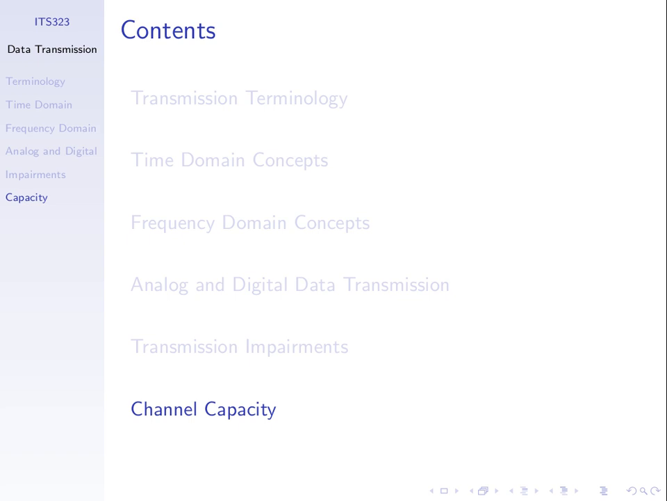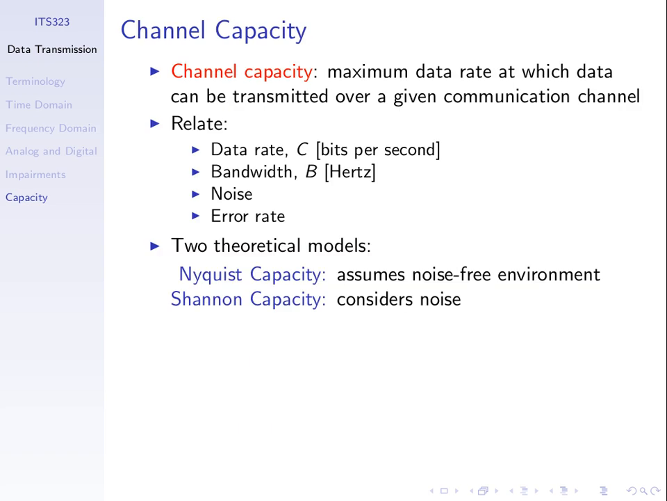We talk about channel capacity. By channel, we mean just the transmission medium, the channel, the link, where we send our data, send our signal. And the capacity is the maximum that we can send through that channel. And we care about data rate. So we're talking really about what's the maximum data rate we can send across a link. Or in other words, what's the channel capacity? Maximum data rate at which data can be transmitted across a given communication channel or link.